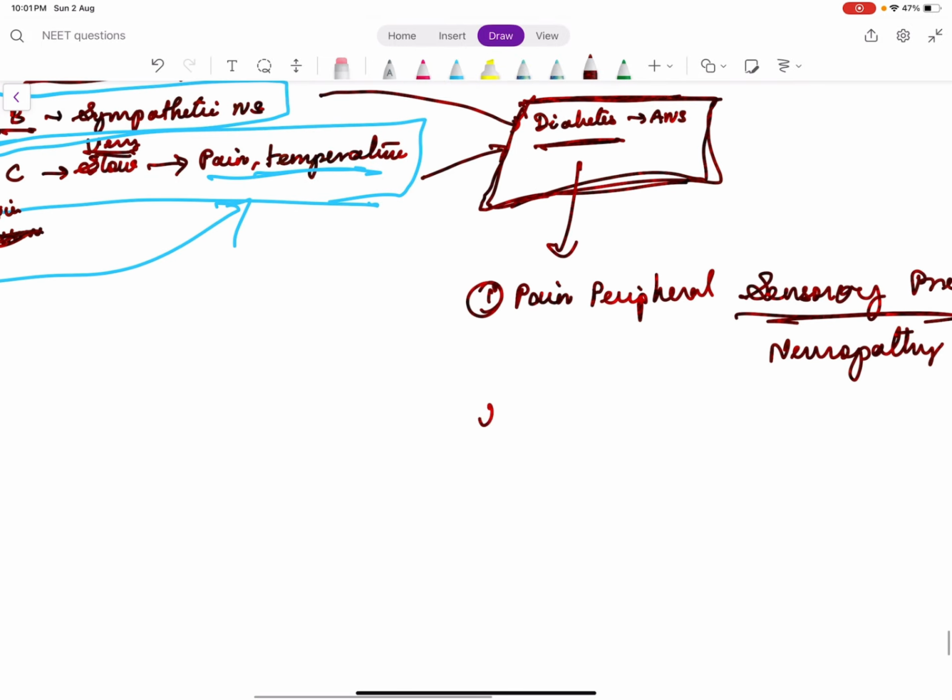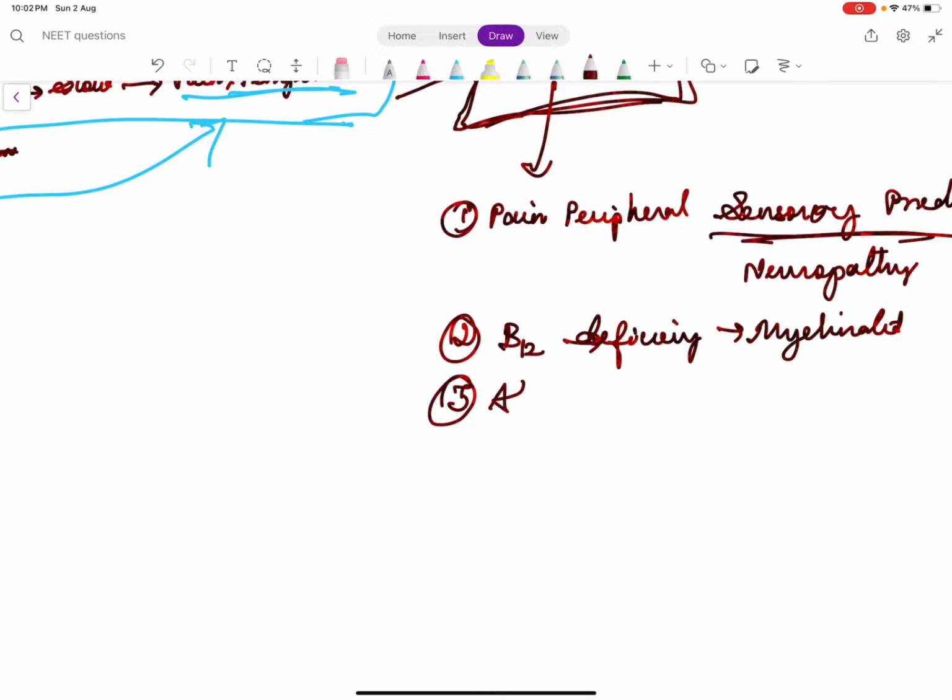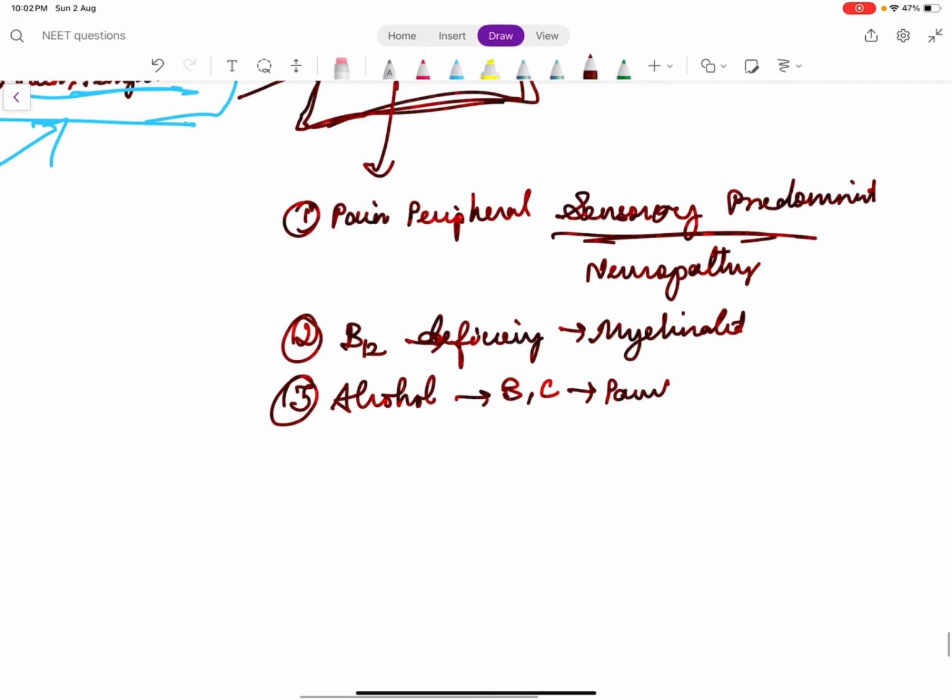Okay. We'll give another example. What does B12 deficiency cause? B12 deficiency is going to cause problems with the myelinated fibers only. So B12 deficiency will present with motor weakness and proprioception loss, right? Alcohol again, it's a nutritional problem, toxic problem. It will cause problems like diabetes. B and C fibers are affected, so it will cause painful peripheral sensory predominant polyneuropathy.